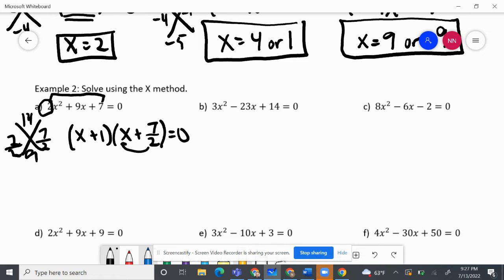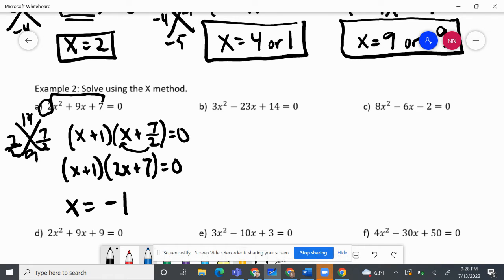So remember, we do the bottoms up, and we have x plus 1 and 2x plus 7 is equal to 0. And what gives us a 0? For the first one, it's really easy to see. It would be -1. The opposite of 1 is -1. Now for this other one, it's actually better to look up here to figure out what gives us a 0. And notice that the opposite of 7/2 is going to be -7/2.